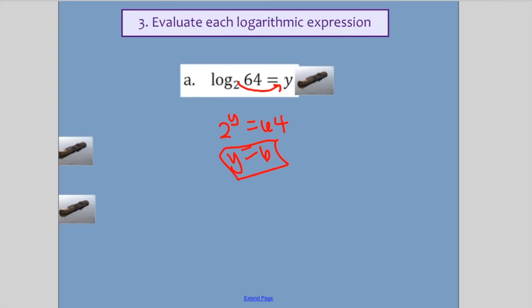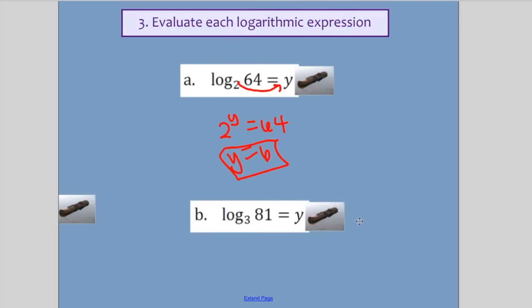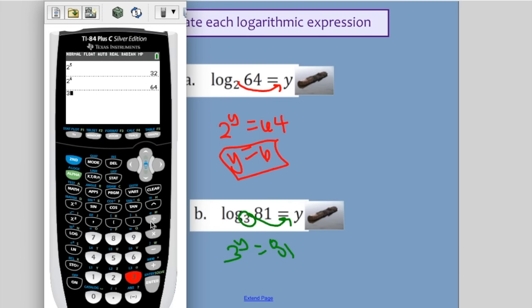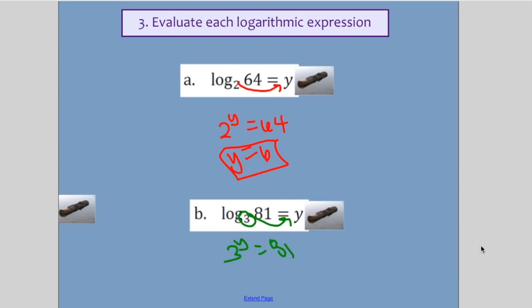All right, so let's look at the next one. Okay, this one is 3 to the y. 3 to the y equals 81. Okay, so 3 to the third is 27, so I would try 3 to the fourth. Does that give me 81? So it's kind of a guessing game. Try and make an educated guess, but 3 to the fourth is 81, so y equals 4.